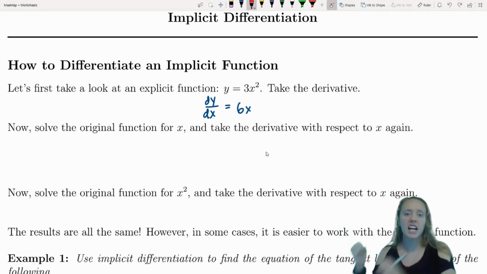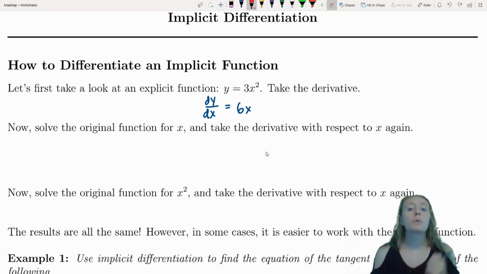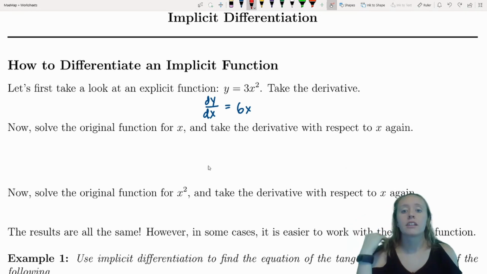But let's say that our function isn't in terms of x. Let's say our function is actually in terms of y. So we have some x equals, but we still want to take the derivative with respect to x. We still want d dx. So let's go ahead and take that original y equals 3x squared and solve for x.